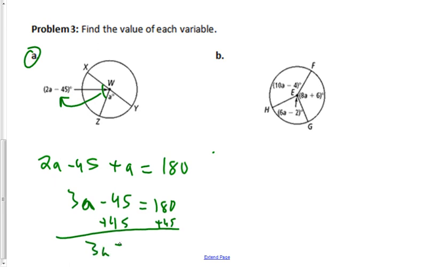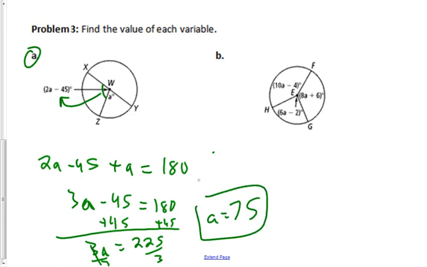We get 3A equals 225. Divide that by 3. I believe you get 75 is equal to A. Now, you can use that to help you find the measures of those other angles.